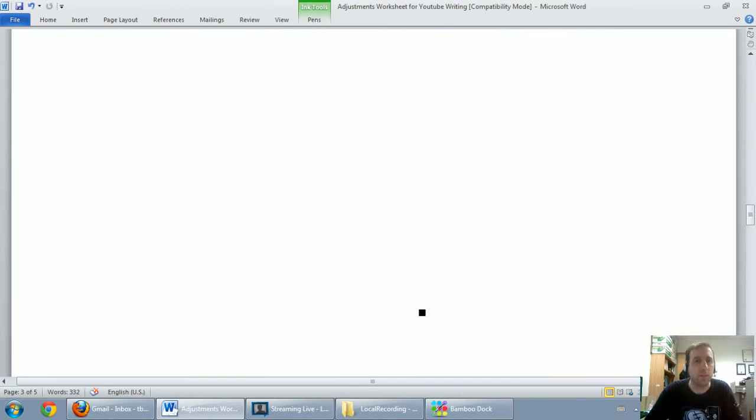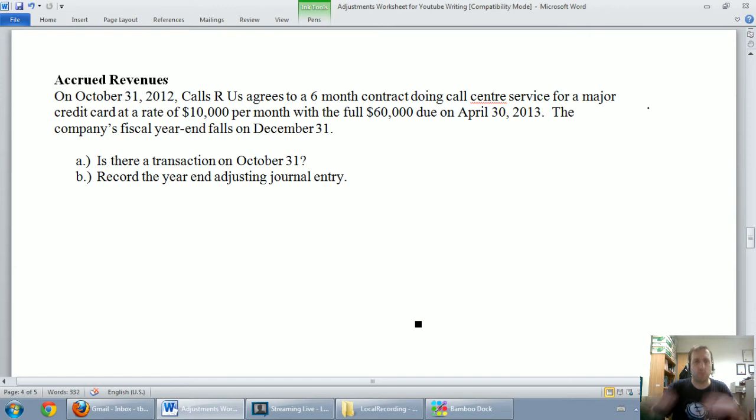Well, accrued revenues are very similar if you think about how they work. There are revenues that are built up, but the money hasn't changed hands yet. And so if I've been earning money, if revenues have been building up, but I haven't been paid yet, that's always going to create a receivable. And you're going to see that in this case. So when we have accrued revenues, I want you thinking about receivables and revenues.